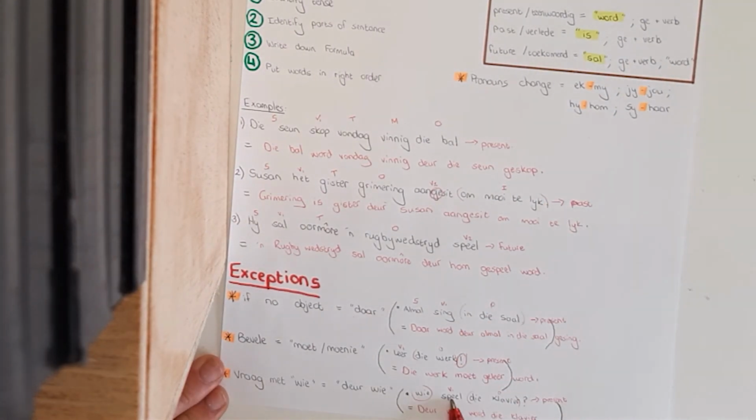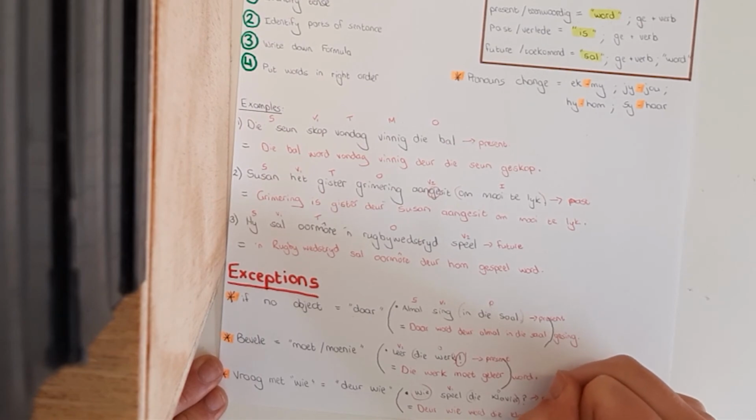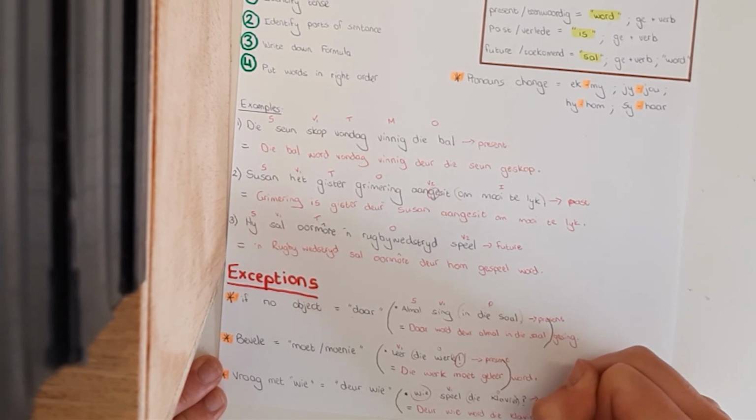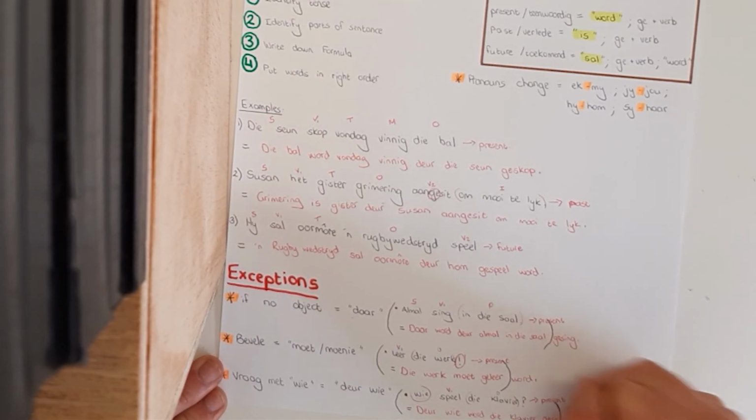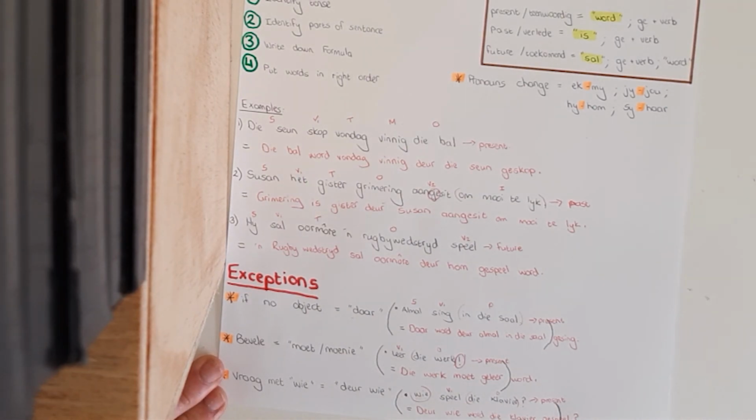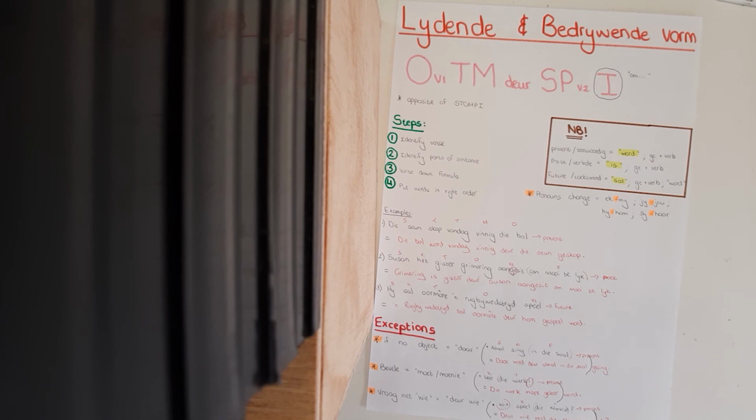ge plus verb, gespeel. Very, very important. You need to end with a question mark because there's a question mark over there. And that is the basics of Lydende and Bedrywende Vorm, and hope this video helped.